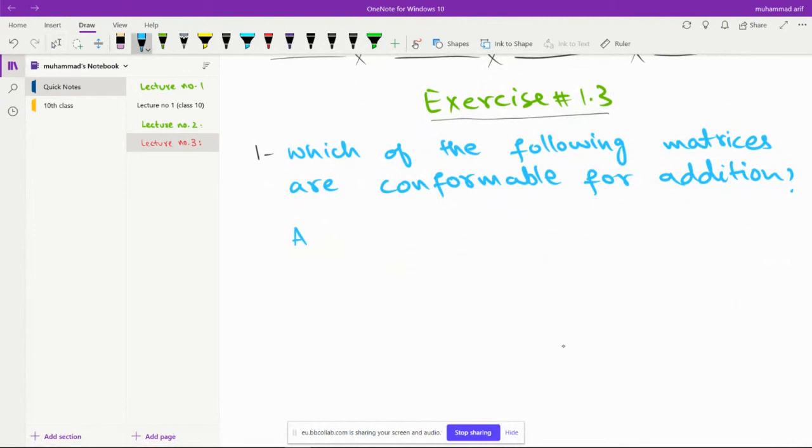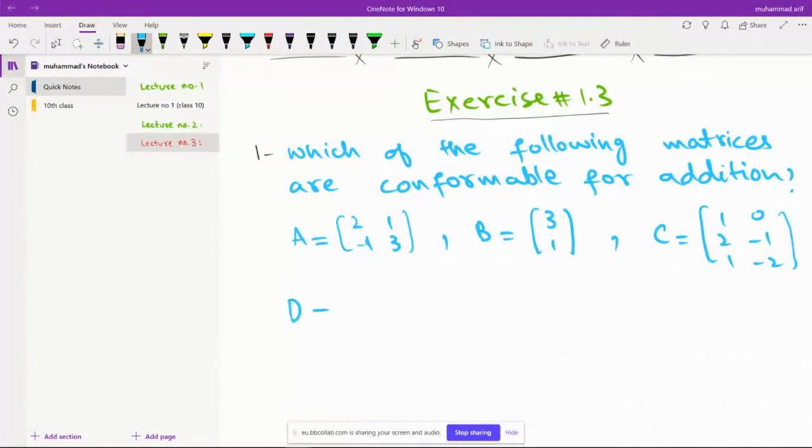Here are some matrices. Matrix A is equal to 2, 1, -1, 3. Matrix B is equal to 3, 1. Matrix C is equal to 1, 0, 2, -1, 1, -2. Matrix D is equal to 2 plus 1, 3. Matrix E is equal to -1, 0, 1, 2.